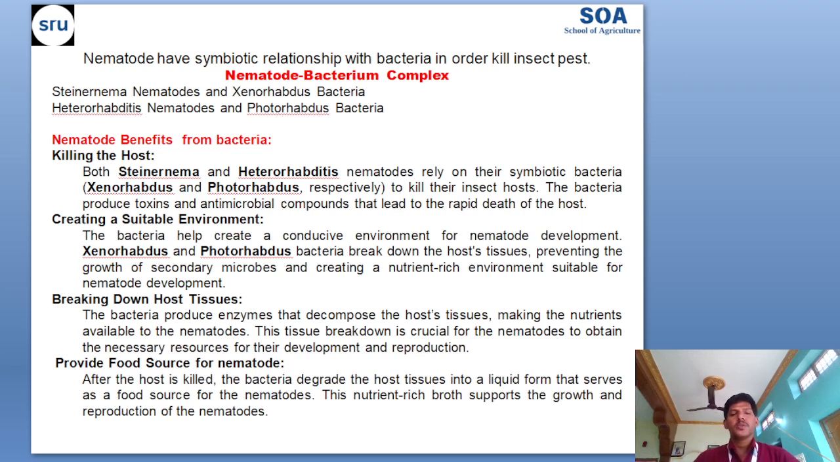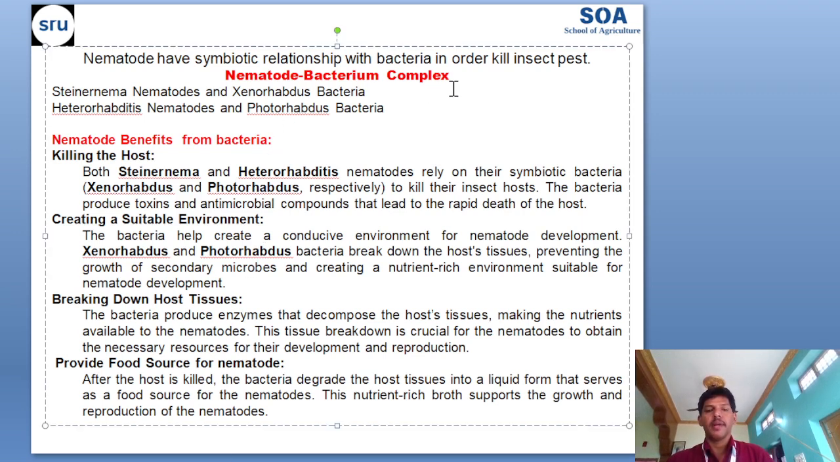This entomopathogenic nematode has a symbiotic relationship with bacteria, and this symbiotic relationship is compulsory in order to kill the insect pest. If there is no symbiotic relationship with bacterium, then these nematodes are ineffective or useless. See here the example for nematode bacterium complex. Steinernema nematode is associated with Xenorhabdus bacteria. Heterorhabditis nematode is associated with Photorhabdus bacteria.